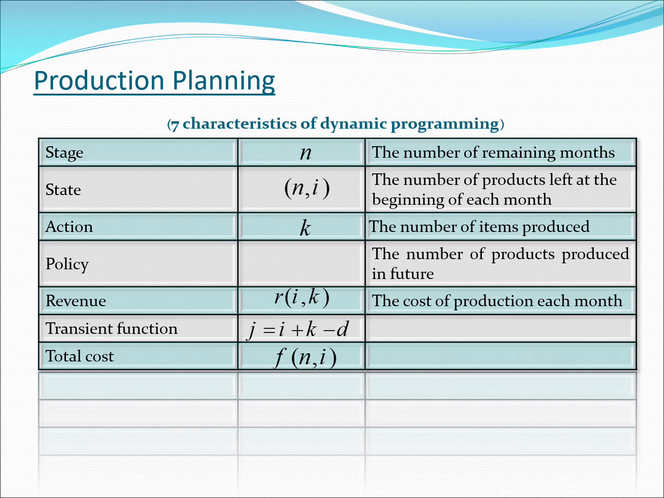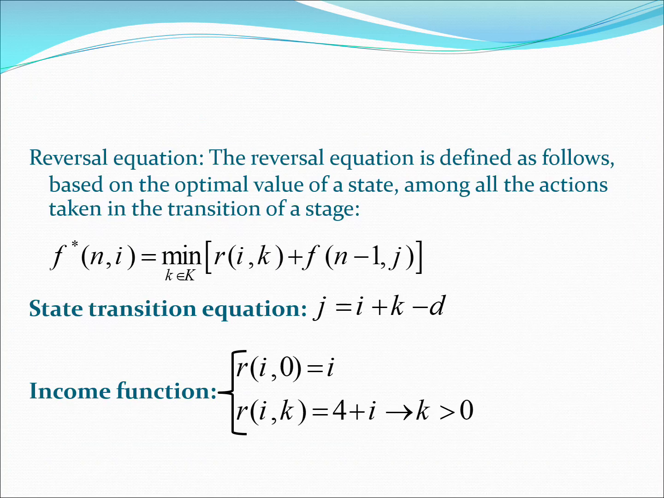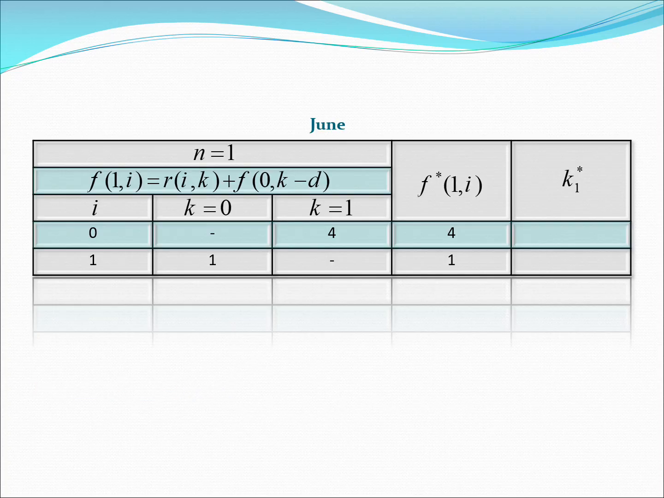In order to have a better understanding of the problem, we first define 7 characteristics of dynamic programming as follows. The recursive equation is defined as follows, based on the optimal value of a state among all the actions taken in the transition of a stage. The procedure uses a backward method to solve the problem.